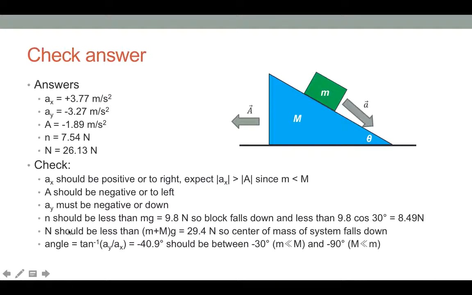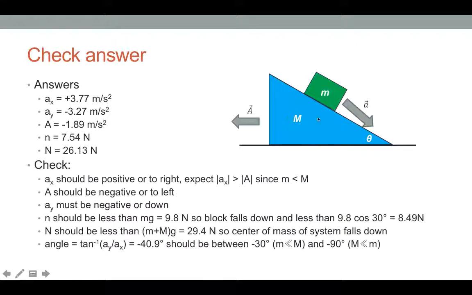The normal force between the ramp and the surface should be less than the total weight sitting on it, because notice, essentially, the center of mass of this system must be moving down, because although the ramp isn't going anywhere, the block is moving down, and therefore its weight cannot be totally supported. So therefore N should be less than the total weight, which is what it is. The total weight is 29.4 newtons, and the normal force is only 26.1 newtons.